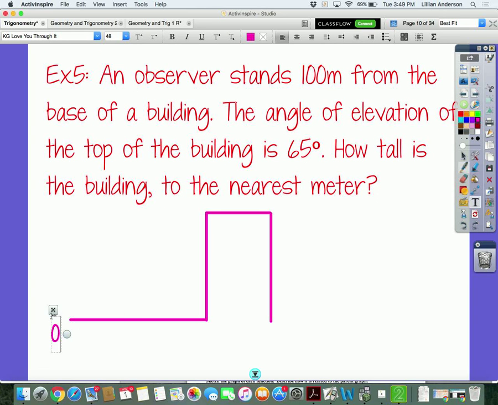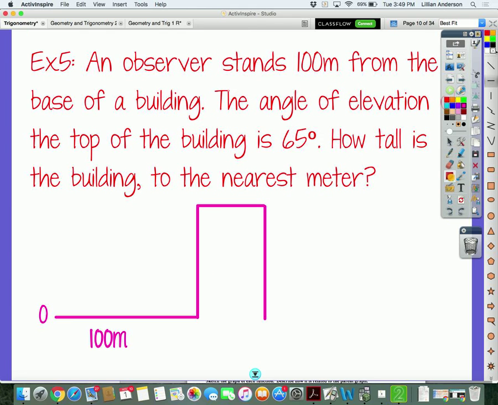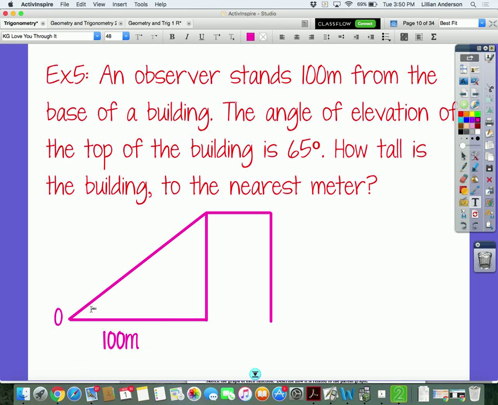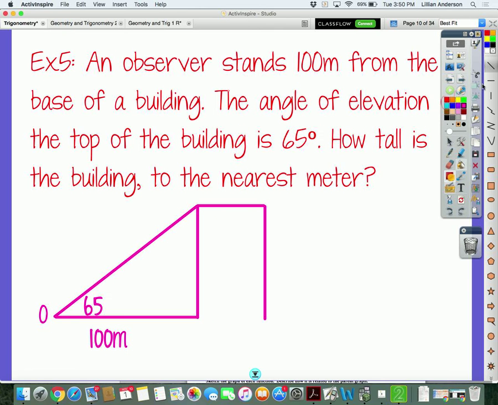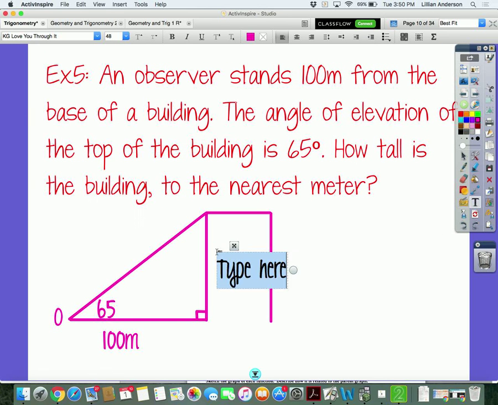So our observer is basically over here. It's our person. This is our observer. And they're standing 100 meters away from the base of the building, and the angle of elevation is 65 degrees. So elevation always comes from some horizontal line. This is the horizontal line right here, going up to the top of the building. So 65 degrees is right down here, down at the bottom. And we have our 90-degree angle right here. Draw that in. So we're looking for the height of the building to the nearest meter, which will be this.